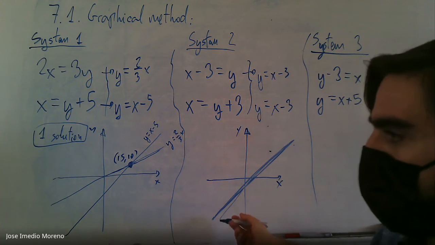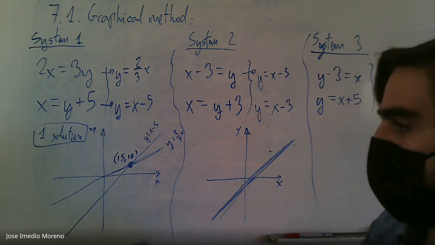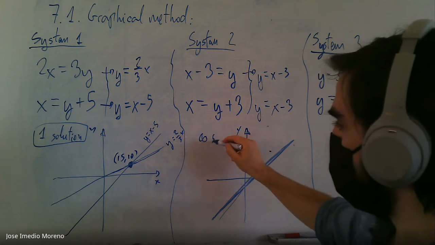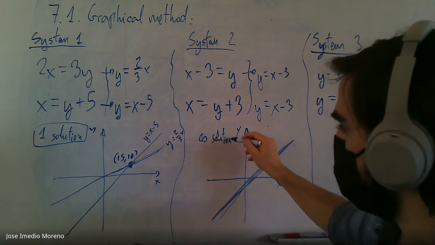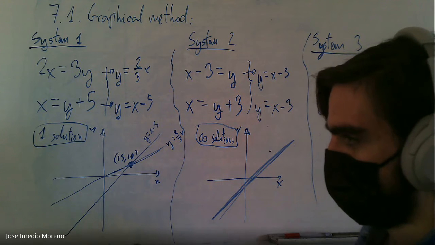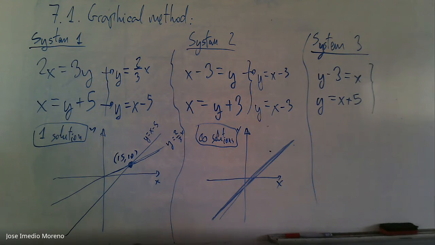As I said, this is an approximation. Good, infinitely many solutions, because they are the same line. And if I go to this third system, if I isolate y, y equals x plus 3, y equals x plus 5.